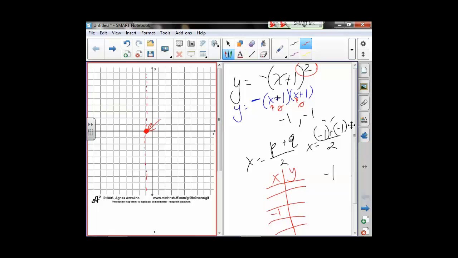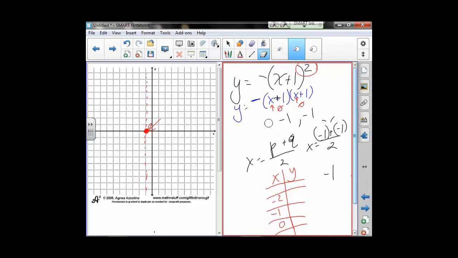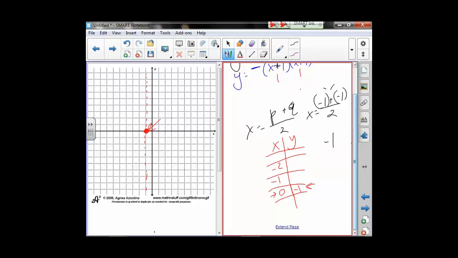But then I would have to figure out what points are equidistant from these that I can plug in. I could go -2 and 0. Let's try. If I plug in 0, then 0 plus 1 is 1, and 0 plus 1 is 1, and 1 times 1 is 1, times -1 is -1. So I put -1 right here. Does that make sense? I could also do +2 and -4, and -4. Those would have to be my choices to be equidistant.